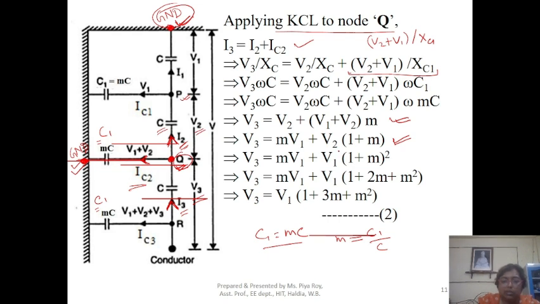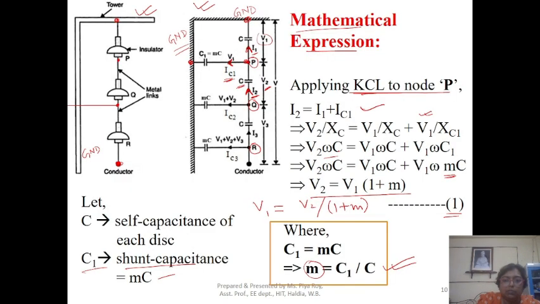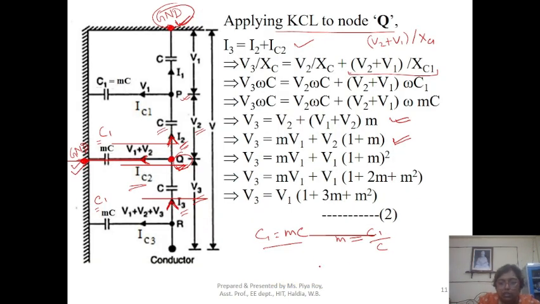From where it comes, we are just going to the previous slides. Look, the expression of V2 is nothing but V1 into (1 plus m). So V2 is nothing but V1 (1 plus m). So put this V2 value here. So we have V1 (1 plus m) whole square.